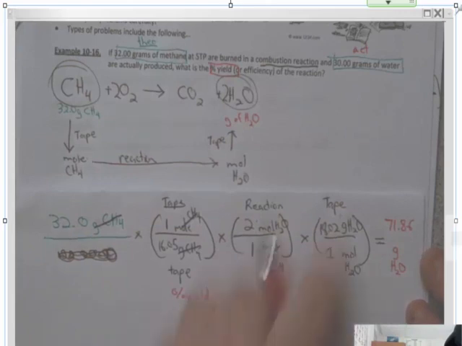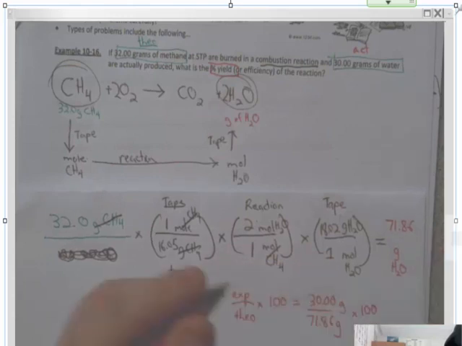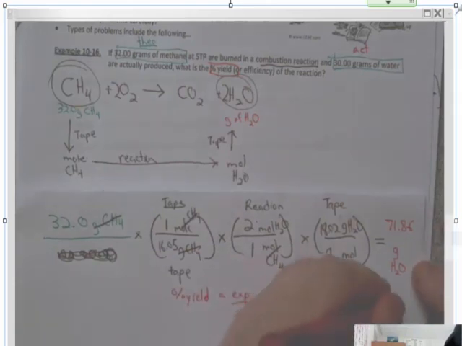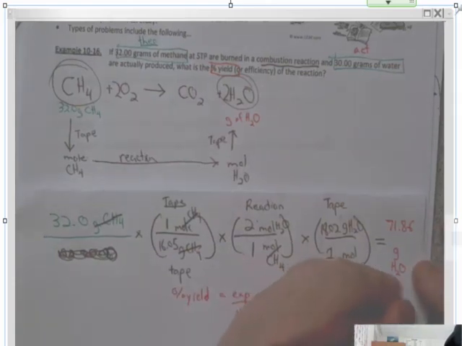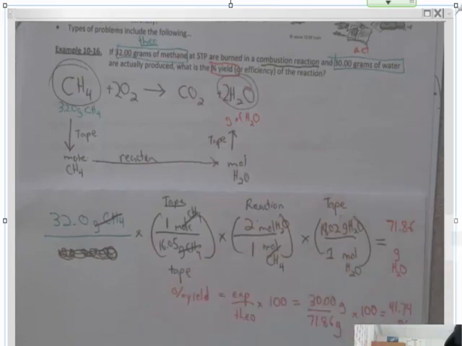The experimental was 30 times 100. And we round percents to 2 decimal places, so it's 41.74% efficient. Easily done.